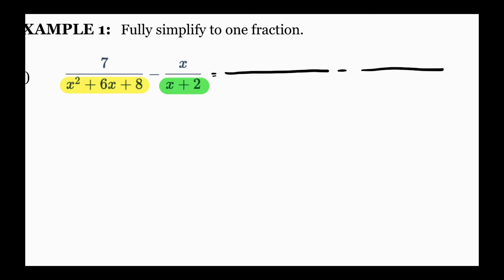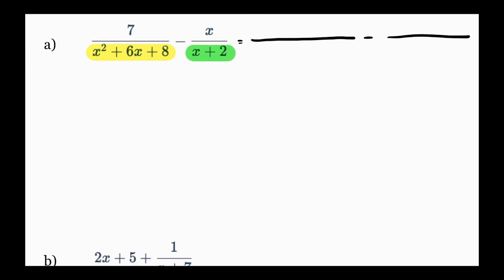So let's start with the yellow. It's x squared plus 6x plus 8, the yellow part. It's not a monomial, it's not a binomial, it's a trinomial. So how do we factor those? The steps are right there. First thing is, is there a GCF in the yellow? No, skip that step. Next step is ABC. So with the yellow, we're going to do ABC.